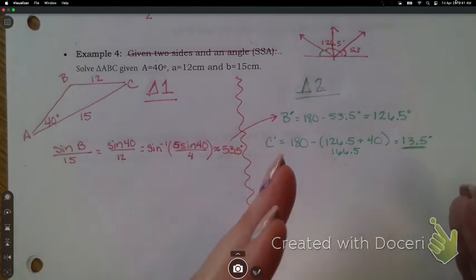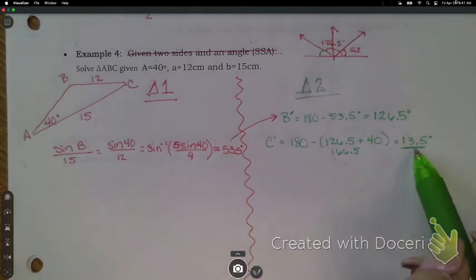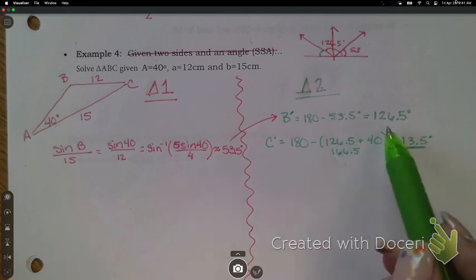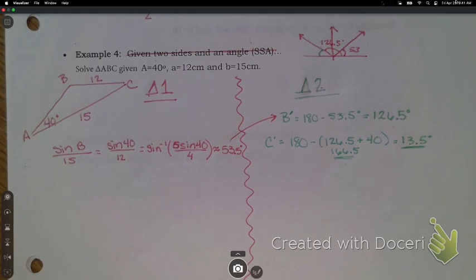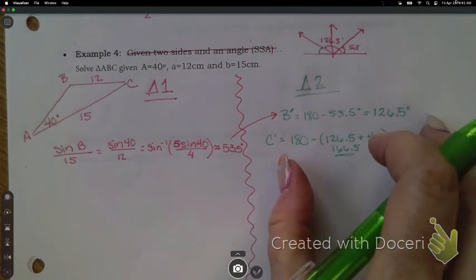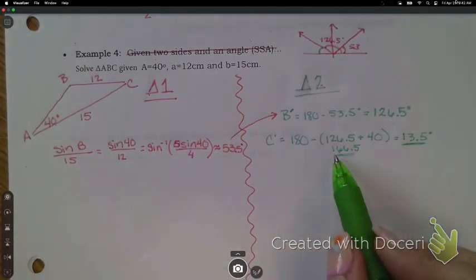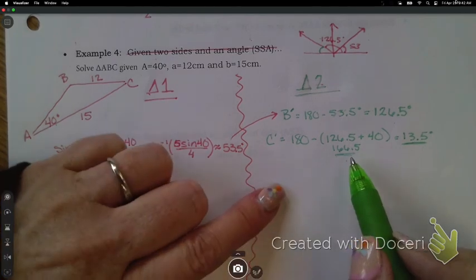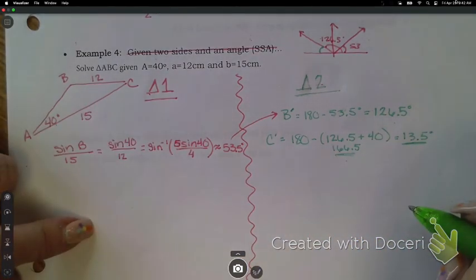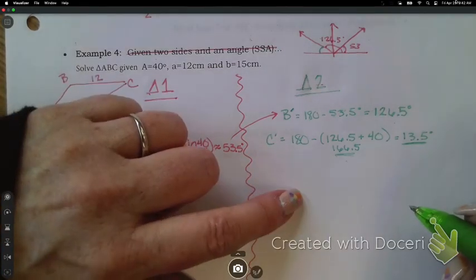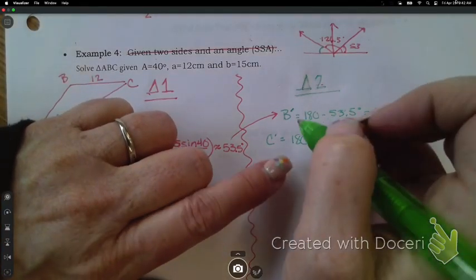Yes. If when I add these two right here I get something bigger than 180, is this going to be a triangle? No. So if I got 184, all you do is put no second triangle and come back and finish. But is this a second triangle? Yes. So I found B prime, C prime.